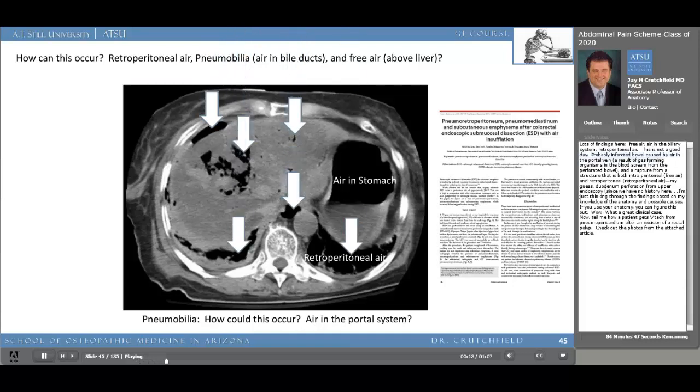That's my guess. Probably the duodenum, a perforation from upper endoscopy, since we have no history here. I'm just thinking through the findings based on my knowledge of the anatomy and the possible causes. If you use your anatomy, you can figure this out. Wow, what a great clinical case. Now tell me how a patient gets VTAC from pneumopericardium after an excision of a rectal polyp. Check out the photos from the attached article.